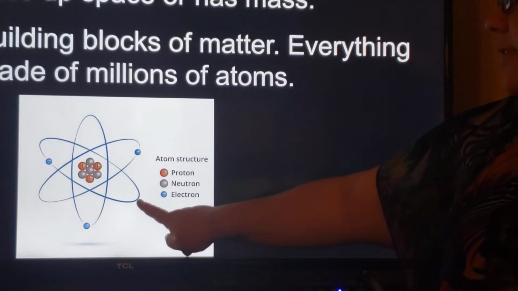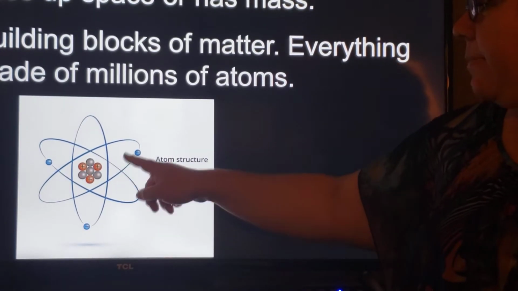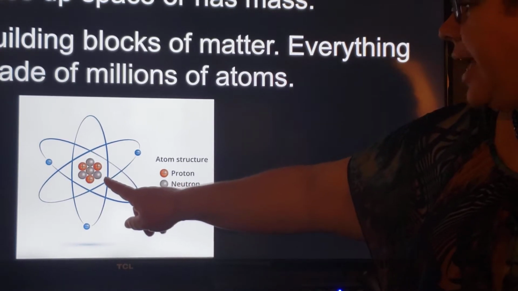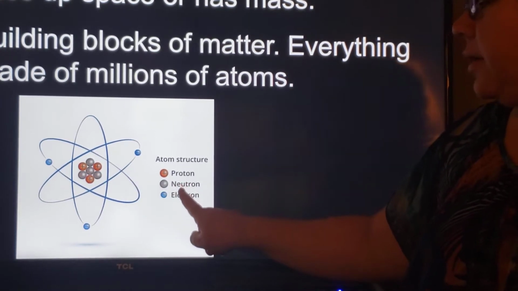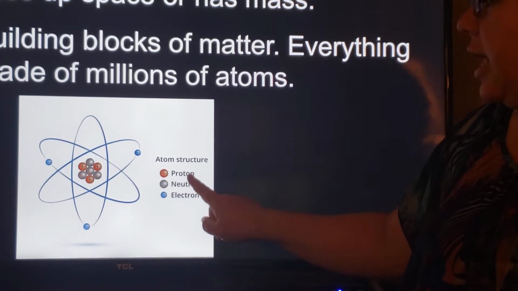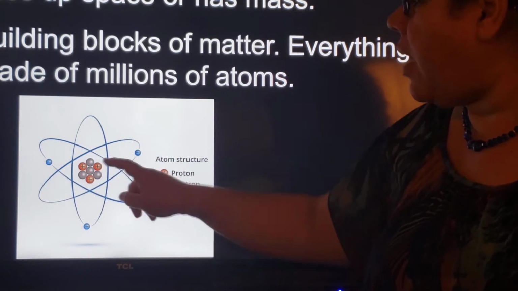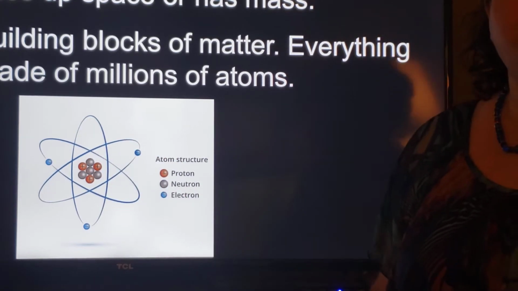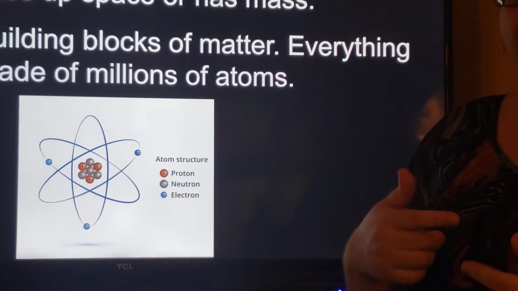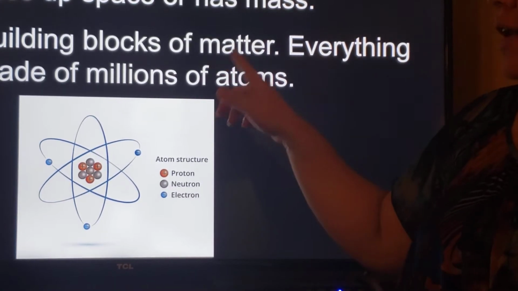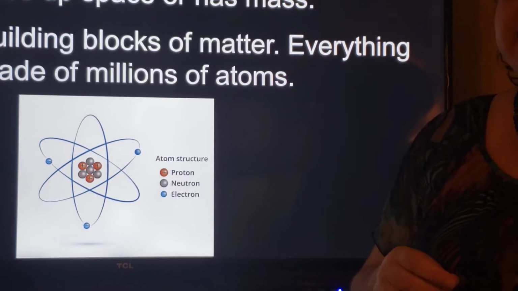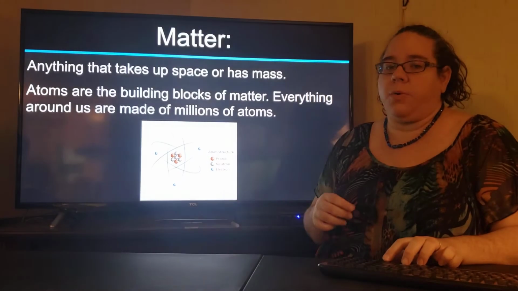We talked about atoms at the beginning of the year, and that's the basic structure of an atom. If you remember, in the middle we have the nucleus, which is made of the neutrons, which have a neutral charge, and protons, which have a positive charge. And then on the outside, spinning around really quick, you have these electrons, which are negative charges. So, just to recap, atoms are what matter is made of. And that matter is what we're actually focusing on when we talk about physical and chemical changes.